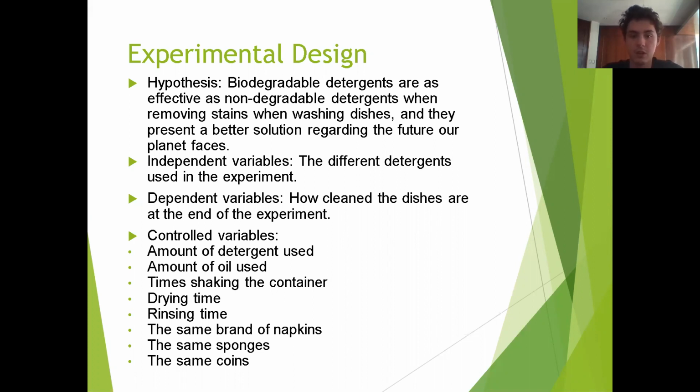The dependent variable is how clean the dishes are at the end of each experiment. And we have a few controlled variables such as the amount of detergent used, the amount of oil used, times shaking the container, drying time, rinsing time, the same brand of napkins for cleaning, and the same sponges and same coins. You will be introduced to each part of the experiment, and the control variables will be explained.